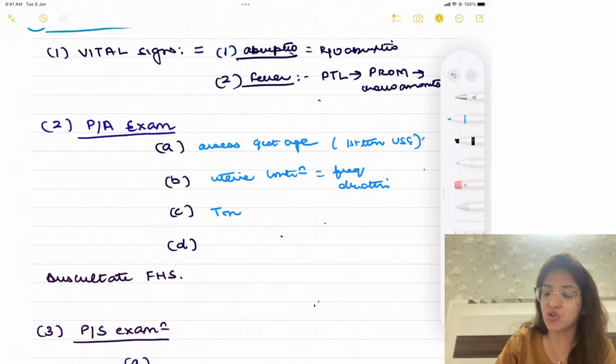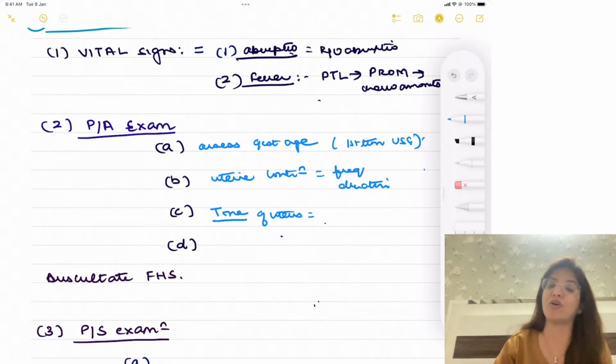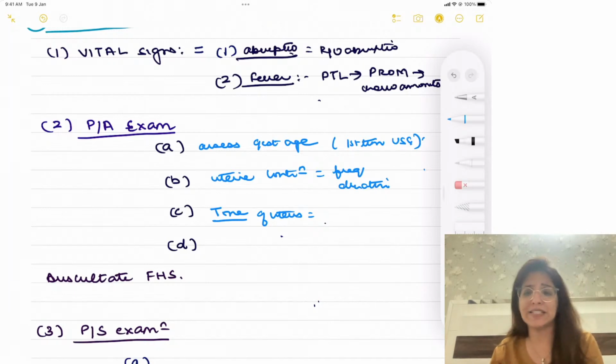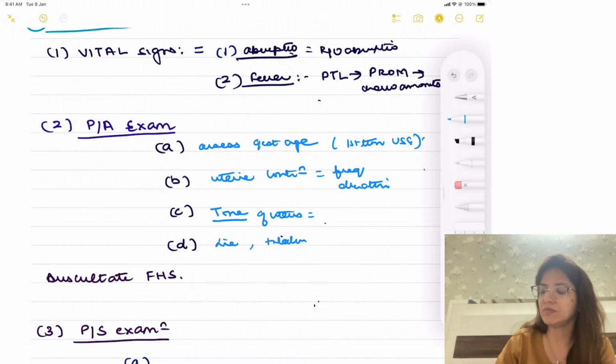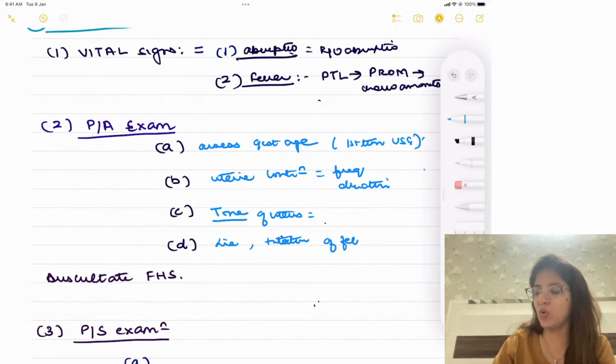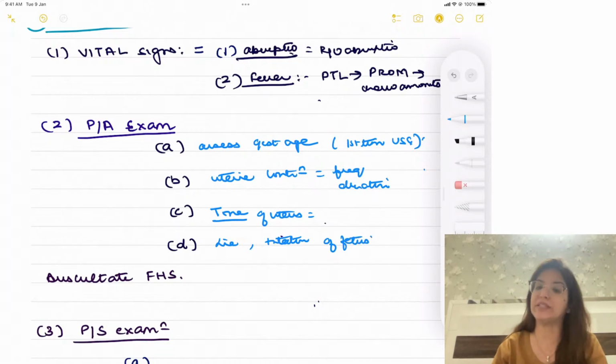Third thing is you should note the tone of the uterus. Why? Again, the tone of the uterus is important because in abruptio, uterus will be tense, tender and rigid. So you should note the tone of the uterus. And number 4, you should know about what is the lie, what is the presentation of the fetus. So do a Leopold's maneuver and check all these things.